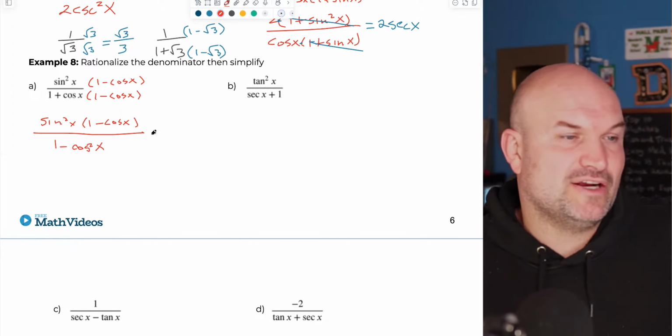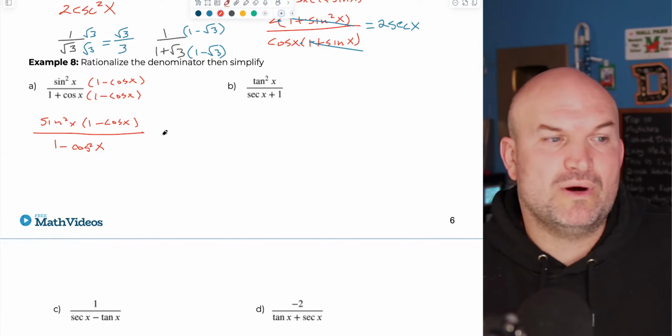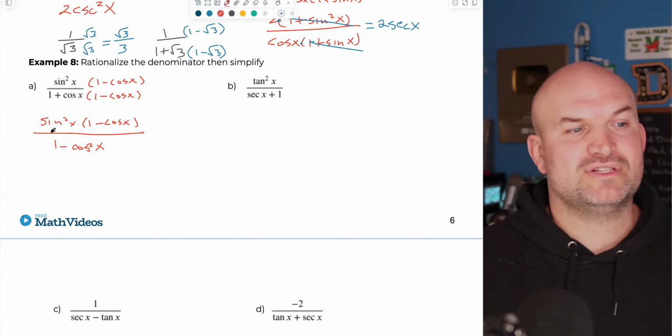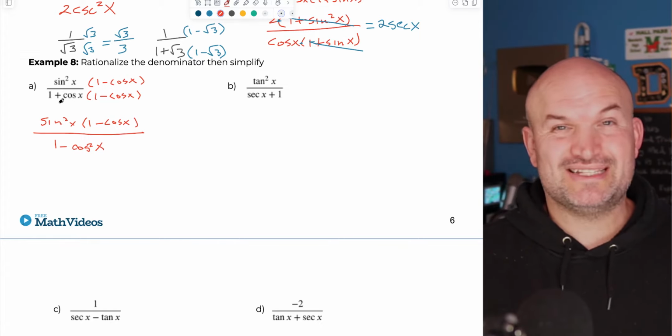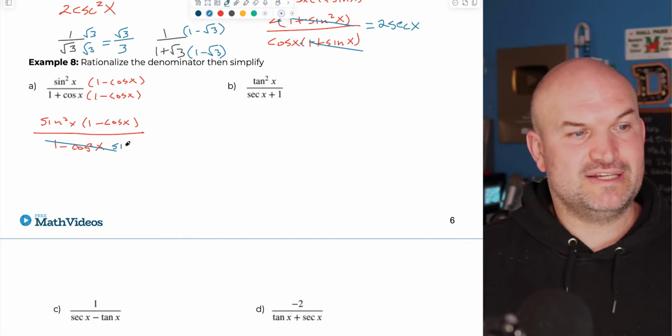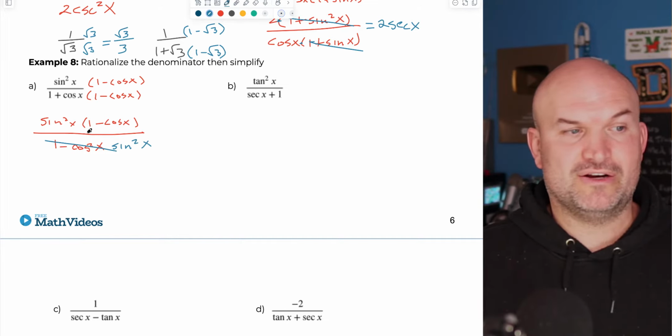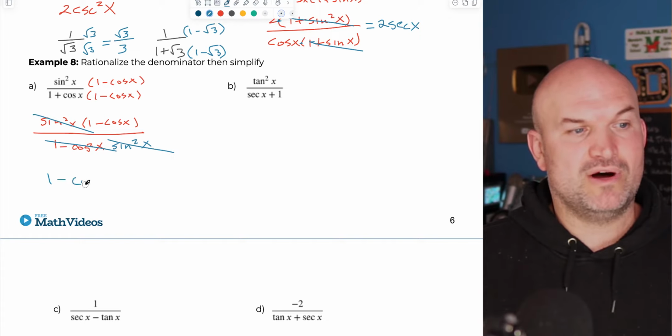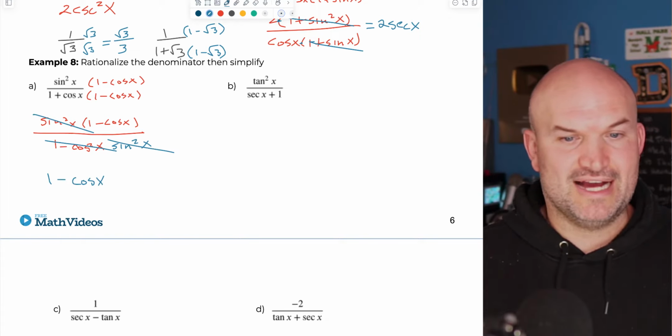And again, think about your Pythagorean identity. Sine squared plus cosine squared equals 1. If you subtract cosine squared on both sides, this is just equal to sine squared. So I can cancel that out and say that's equal to sine squared of x using my Pythagorean identities, which now will divide out. So my final answer is 1 minus cosine of x.